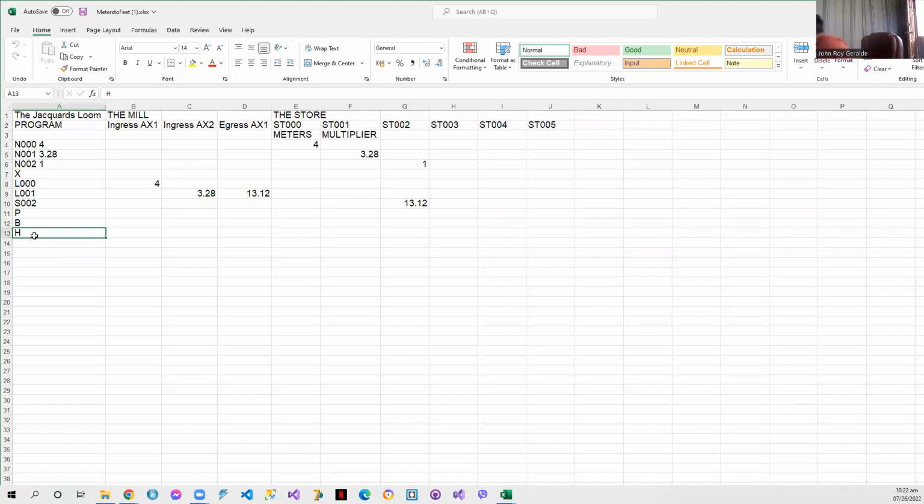Okay, any questions? Any questions? Excuse me a while. So that's how simple it is, no? Now, this is meters to feet. Can you reverse feet to meters? I think that's not an assignment, but that's easy to do, right? You just reverse it. Instead of multiplying, you divide. Okay?